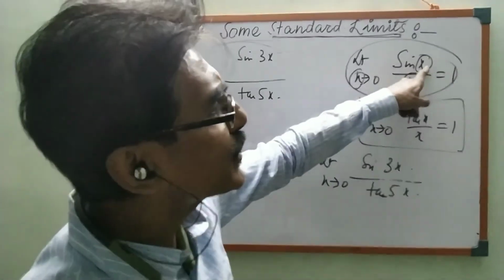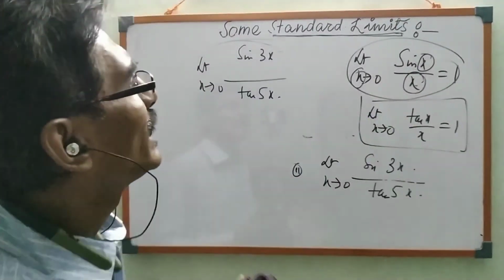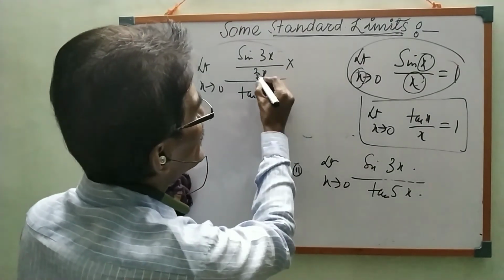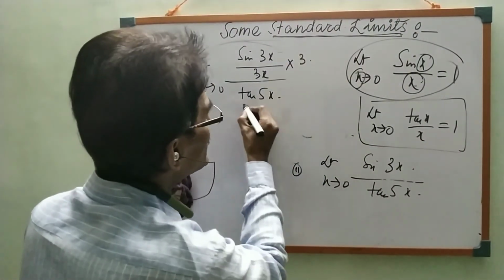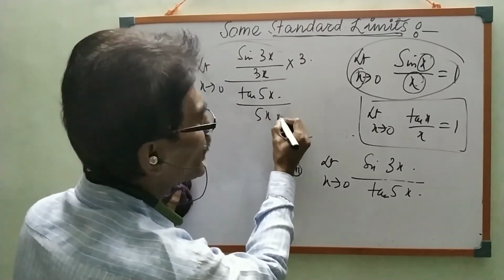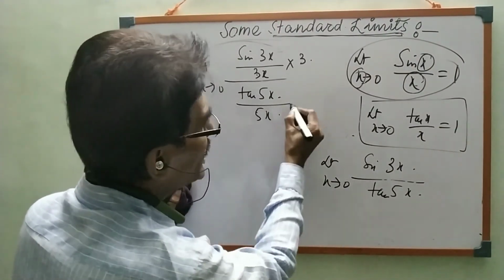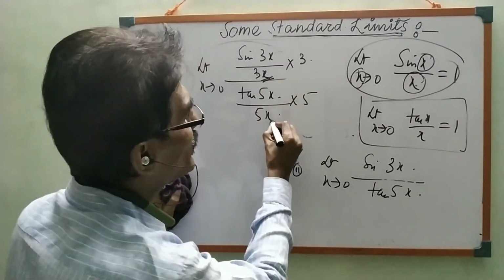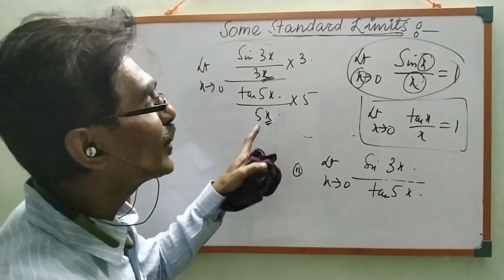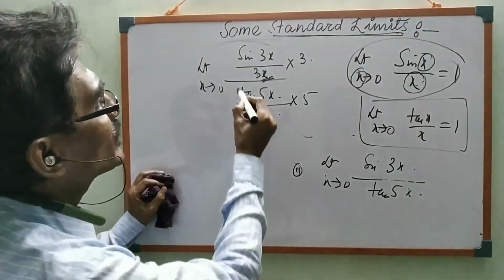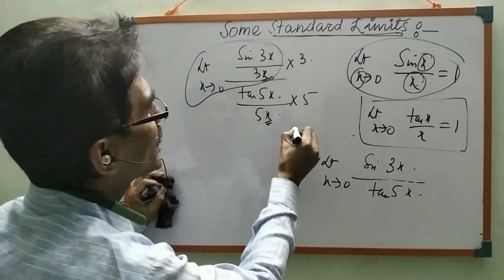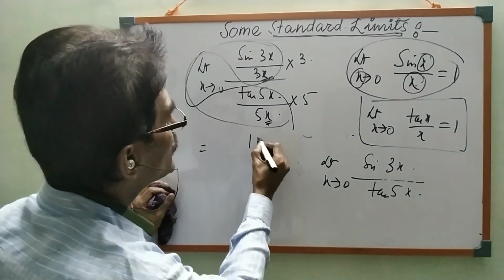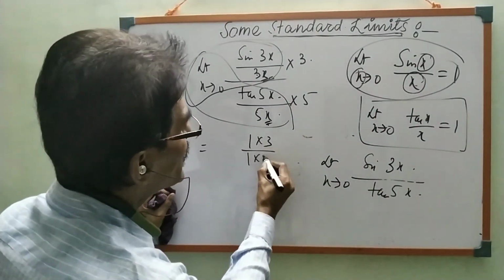Formula: sin x whole by x. Figure we want, here nothing is given, we are dividing here by 3x. To balance it, this 3 I am writing here, and x I will divide here by 5x, we need, that's why divided by 5 into 5 is there, and you see numerator and denominator both are divided by x, so x is already balanced. After that you see this one is our standard formula, this one is also our standard formula. The answer is 1 into 3 by 1 into 5.